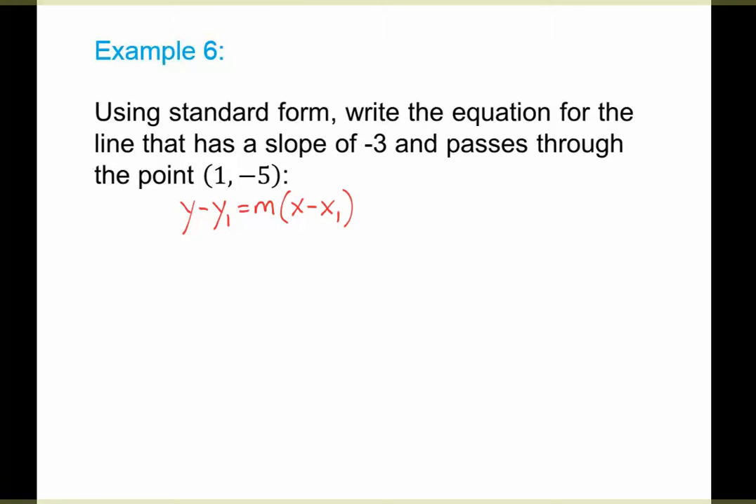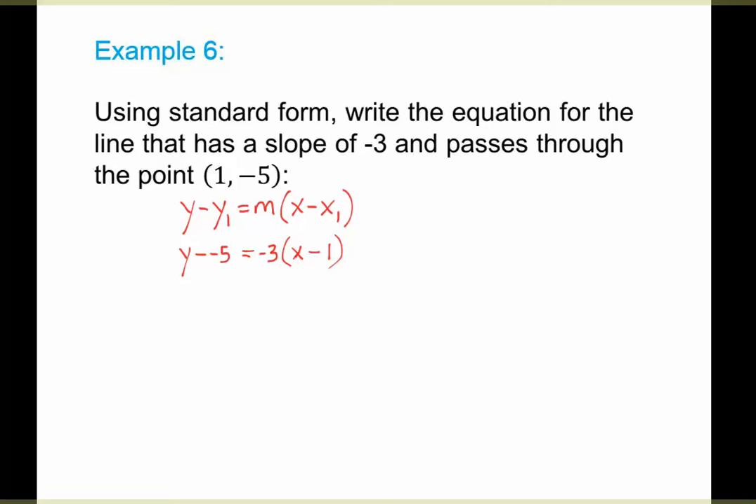Okay, I'm going to try this one the same way. I've been given a point, I've been given the slope, so I'm going to put this in point slope form. It's going to be y minus y1, and y sub 1 is negative 5. So y minus negative 5 equals, my slope is negative 3, so I'm going to put that in for m. And then it's x minus x sub 1. My x sub 1 happens to be 1. Okay, so that's sort of my starting point right here.